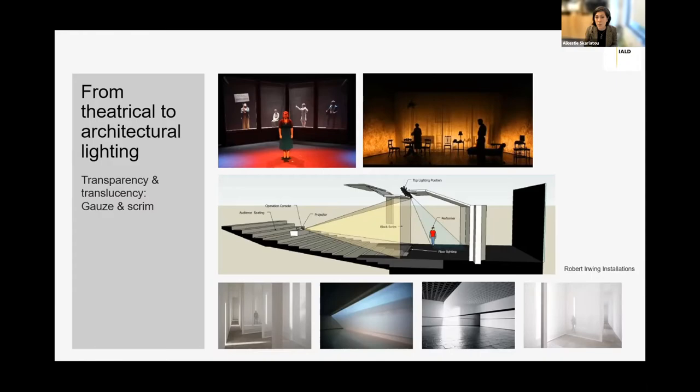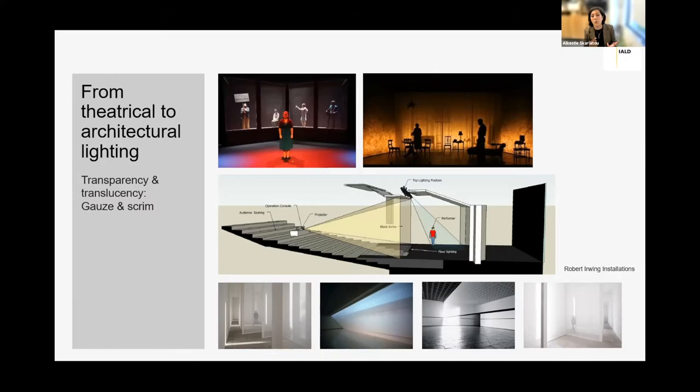So the use of a gauze or any transparency or translucency which sits at the border between the viewer and the subject is a very magical effect in a controlled lighting environment. And we see that in architecture. We also see it in art installations.